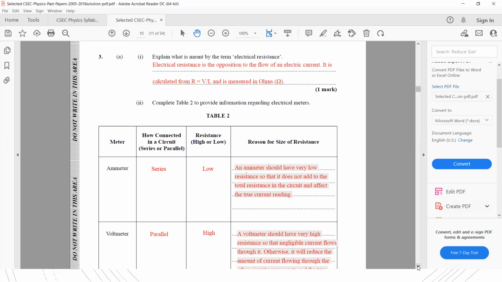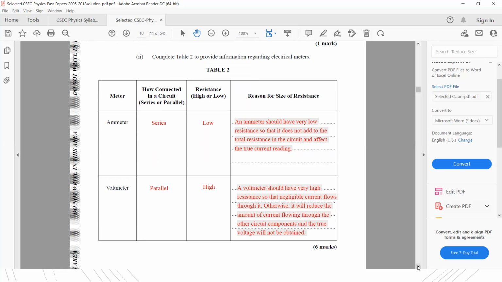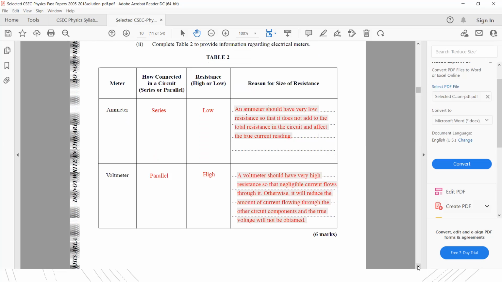Next part of the question. This one speaks about ammeters and voltmeters, how they should be connected, what the resistance should be, and the reason for the resistance. So ammeters are connected in series, voltmeters are connected in parallel, and because the ammeters are connected in series, the resistance should be very low.